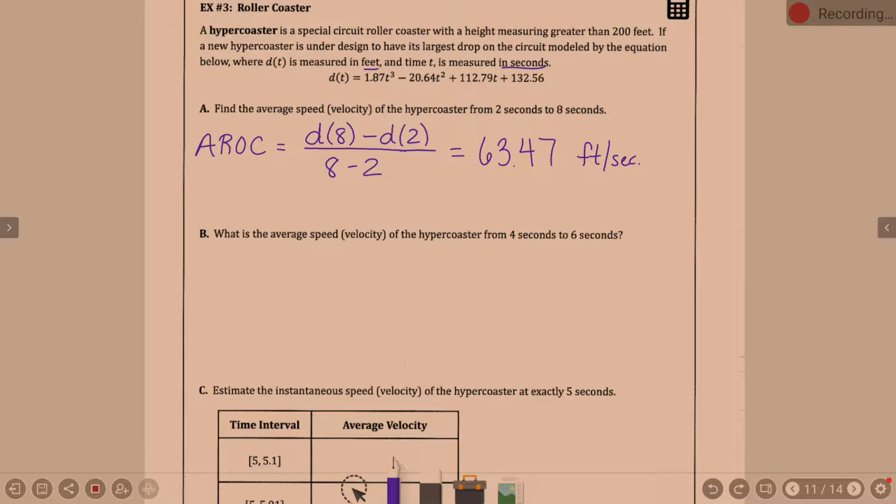B. What's the average speed of the hypercoaster from 4 seconds to 6 seconds? Same idea. Average rate of change. This time I'm doing D evaluated at 6 minus D evaluated at 4 over 6 minus 4.